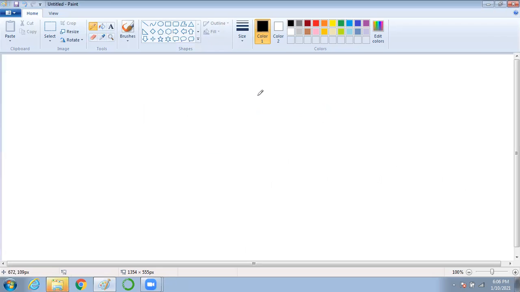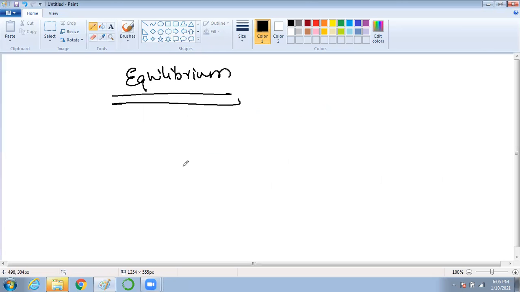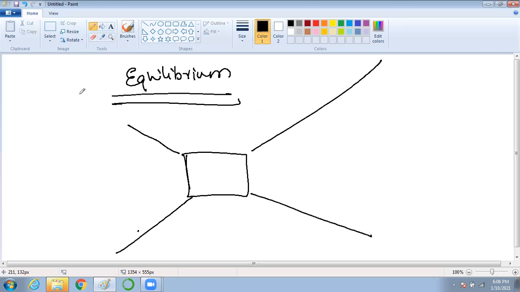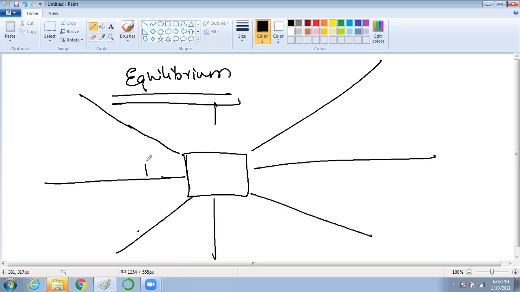Okay, now we will come to the next topic. What is equilibrium? Who knows what is equilibrium? Who can tell me? The net force is 0. Yes, if there is a body, and all the forces acting are equal and opposite, such that your net force F net is 0.